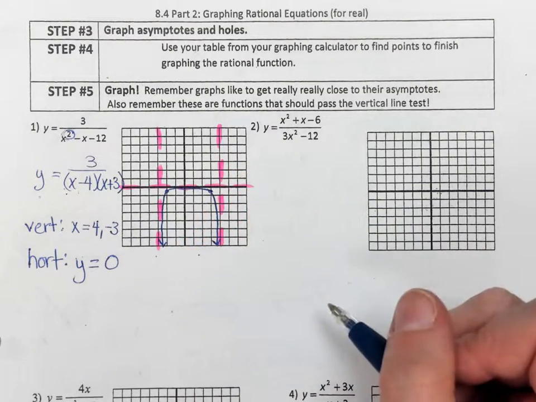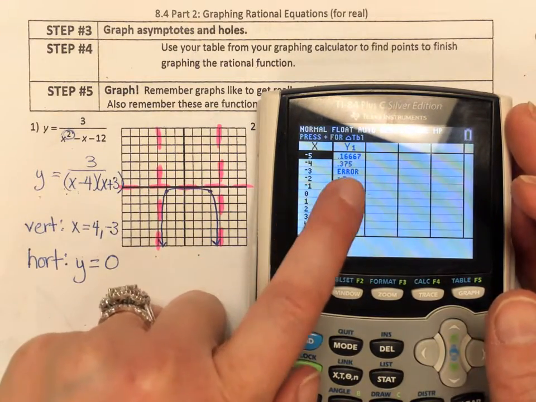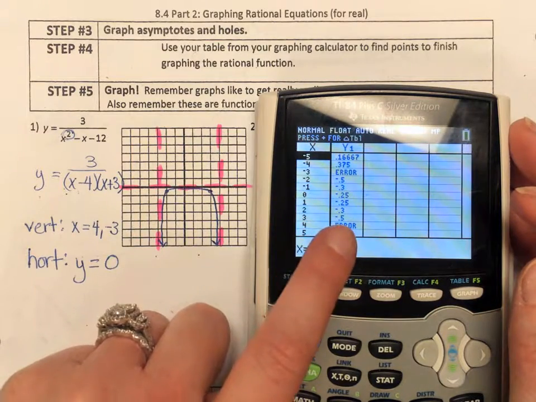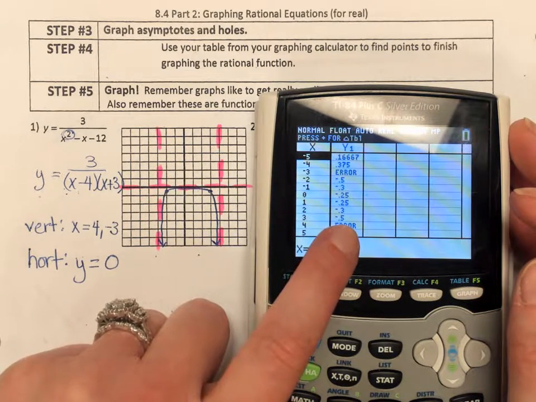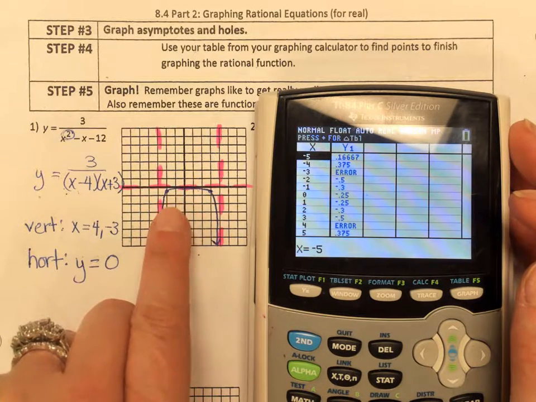We went to our table, right here at our table. -2 and 0.5. That's a pretty good decimal I can graph, right? And then the other 0.5 was at 3 and -0.5. So I just graphed those right there to kind of see where it started curving back down, okay?